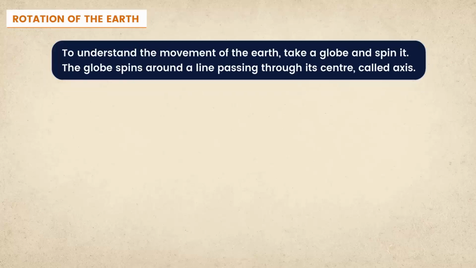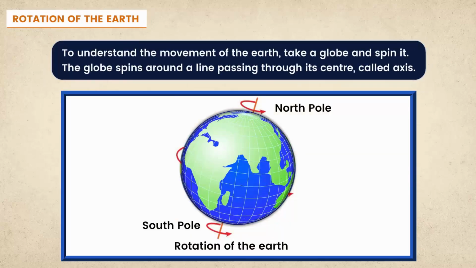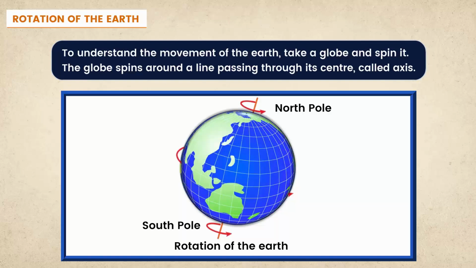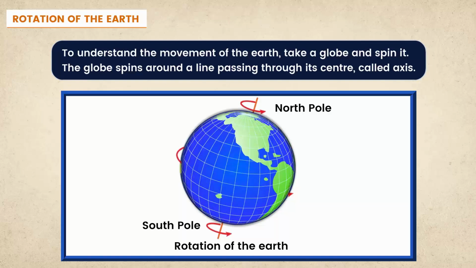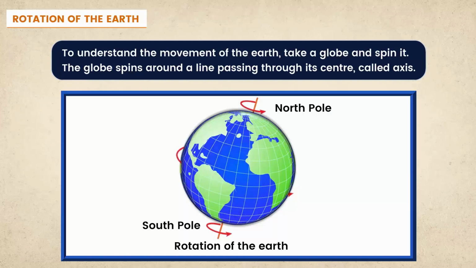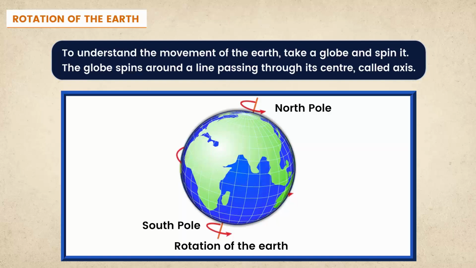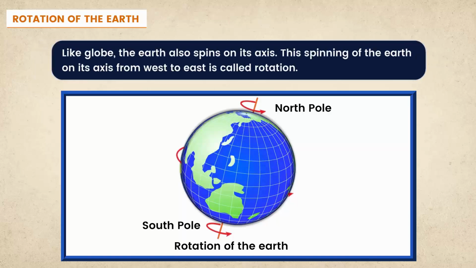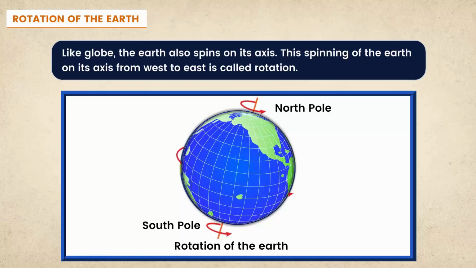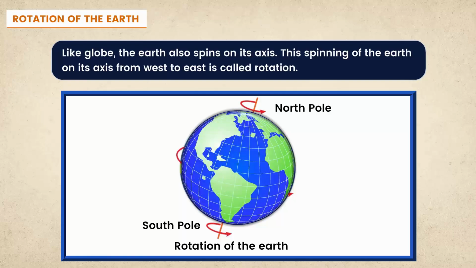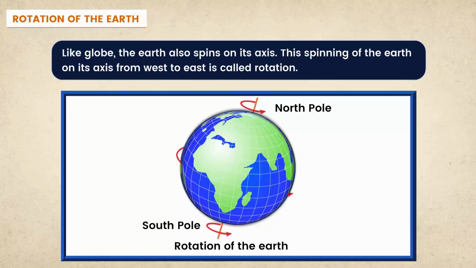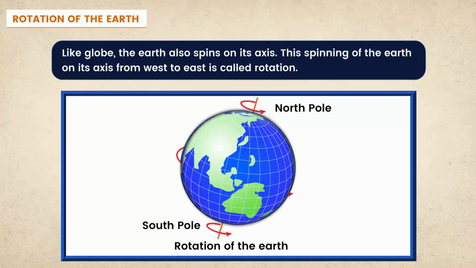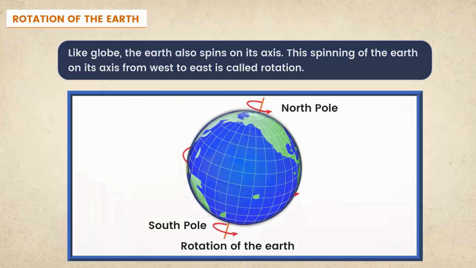Rotation of the Earth. To understand the movement of the Earth, take a globe and spin it. The globe spins around a line passing through its center, called the axis. Like the globe, the Earth also spins on its axis. This spinning of the Earth on its axis from west to east is called rotation.